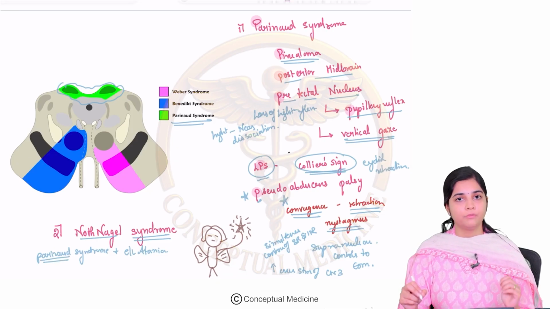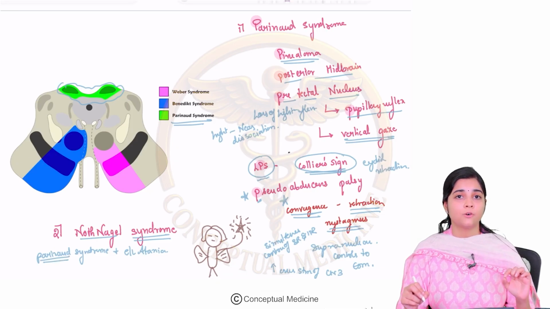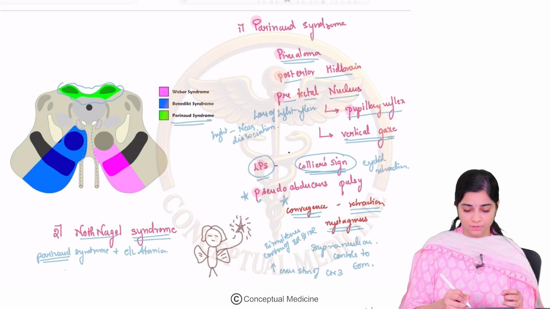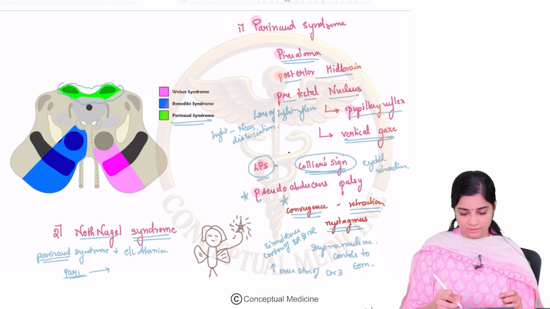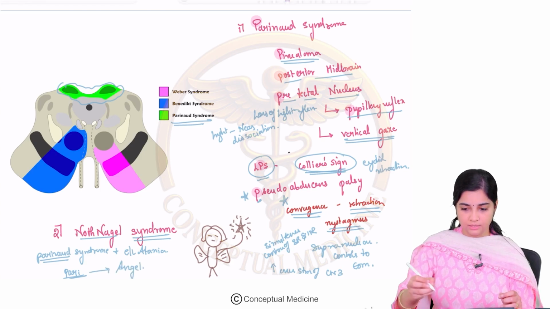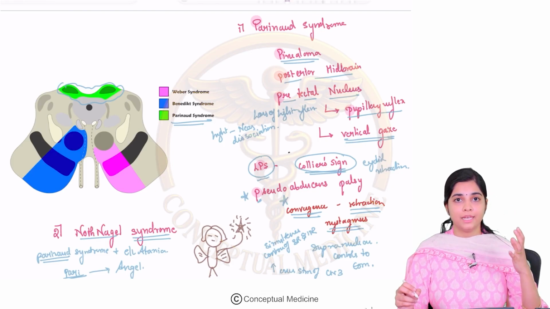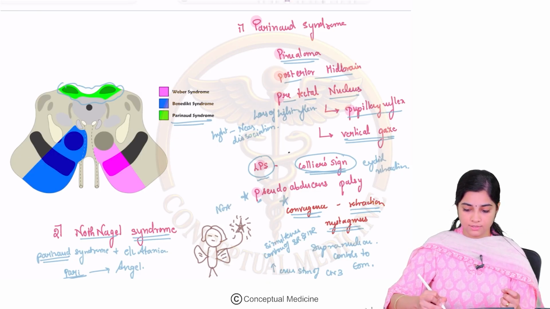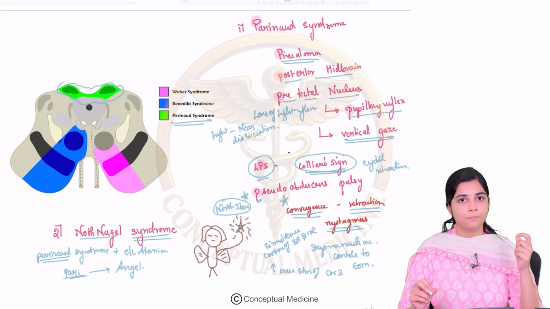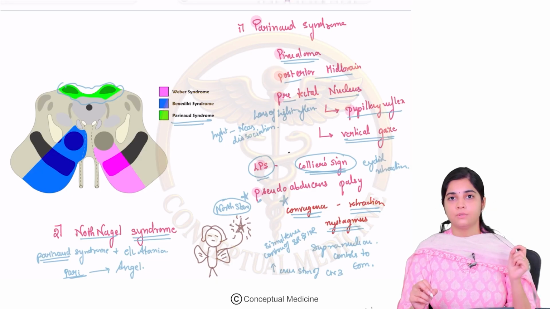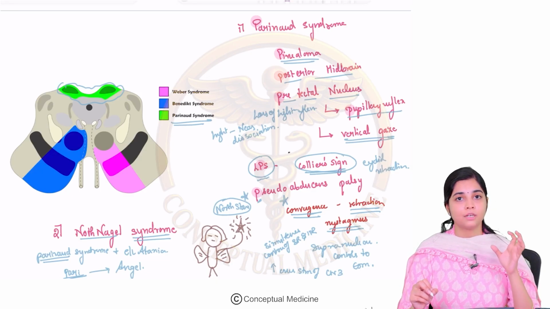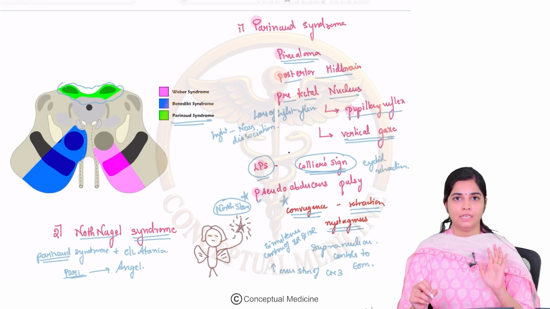Again, I am going to give you a visual mnemonic for this. When you think of Parinaud, you remember the word Pari. What is Pari in Hindi? Pari in Hindi is angel. So, you visually remember an angel. Okay. An angel holding what? Holding the North Star. So, Parinaud: Pari, angel holding a North Star, which sounds like North Angel or Nothnagel syndrome.